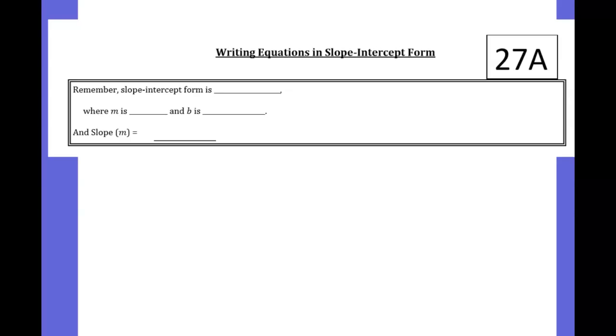Hey guys, welcome back. Today we're going to learn how to write equations in slope-intercept form. If you recall from last class, slope-intercept form is y equals mx plus b. So we're going to write that right here, y equals mx plus b. The m is the slope. The coefficient right before the x is called the slope, and the b is the y-intercept, where the line crosses the y-axis.